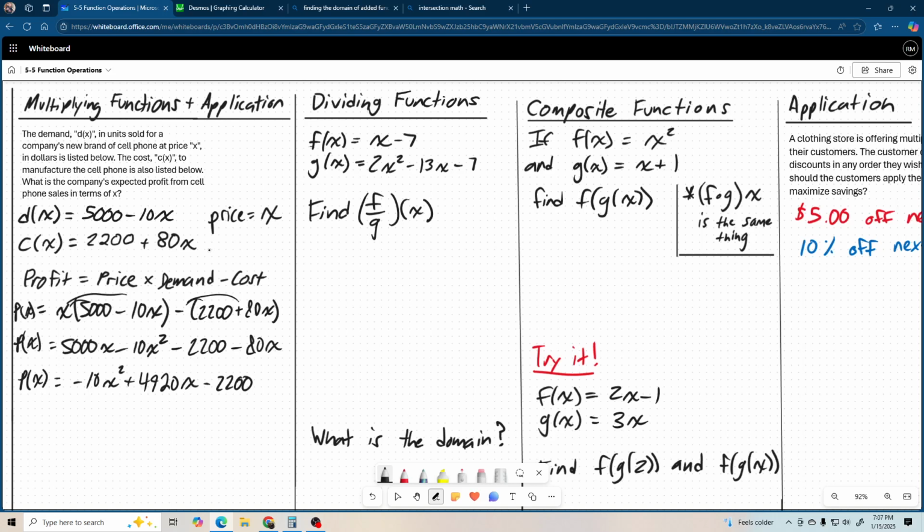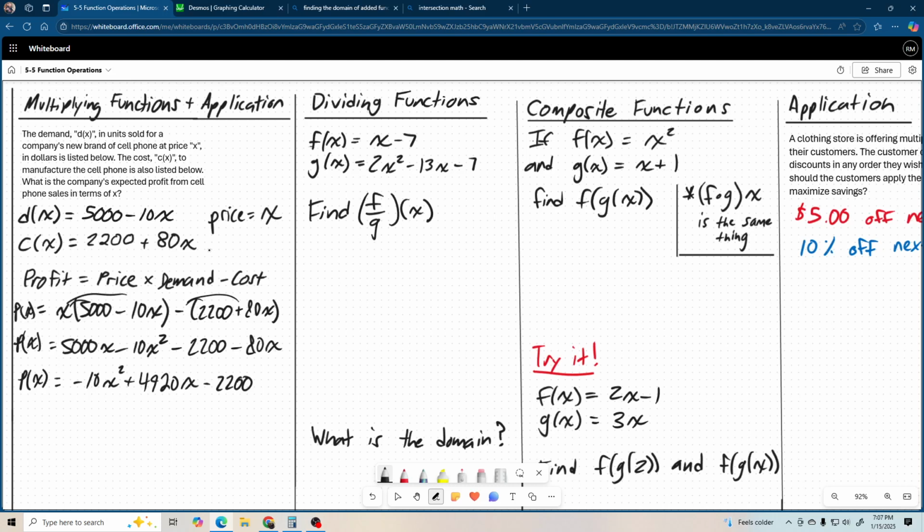Now, remember that our domain is the intersection of all of these terms. So if we look at this one, 5,000 minus 10X, that's going to be a straight line. 2,200 plus 80X is also a straight line. So in this case, the demand would be effectively all real numbers.